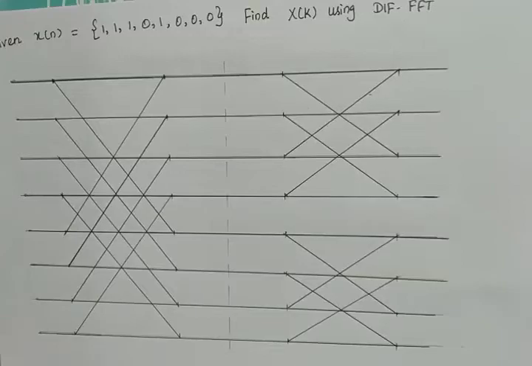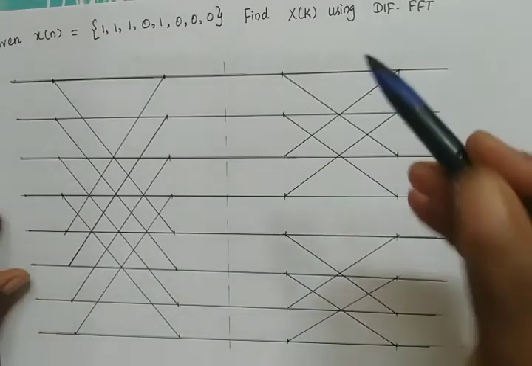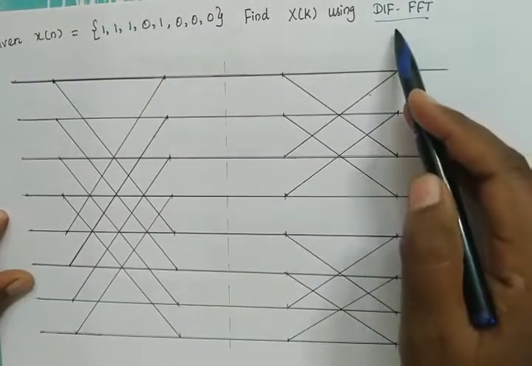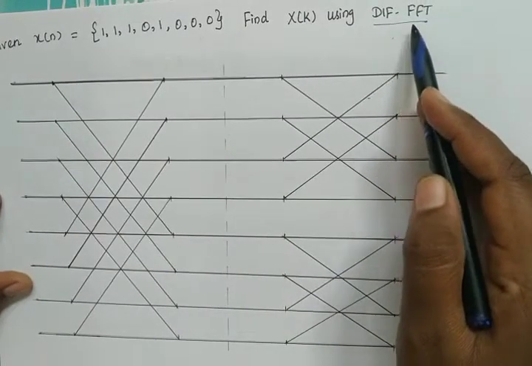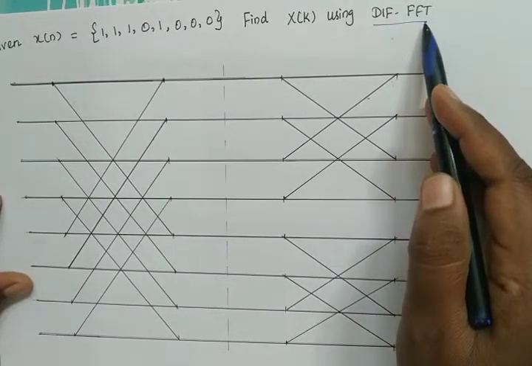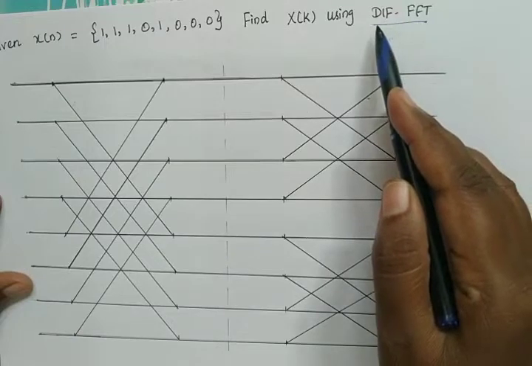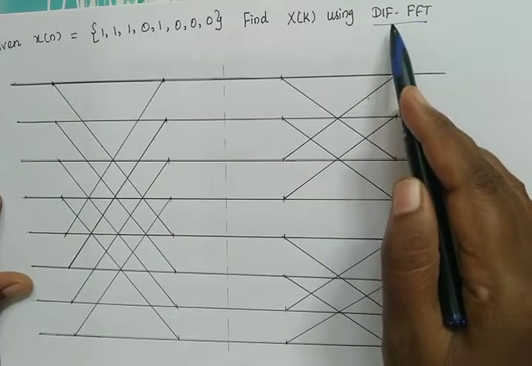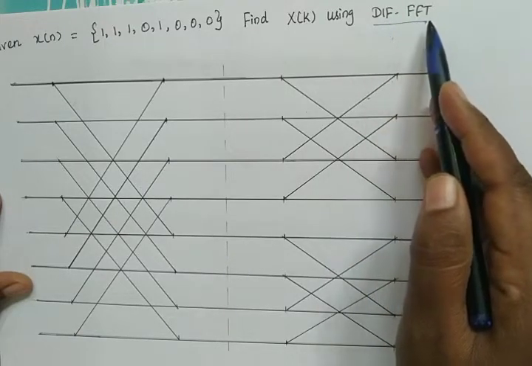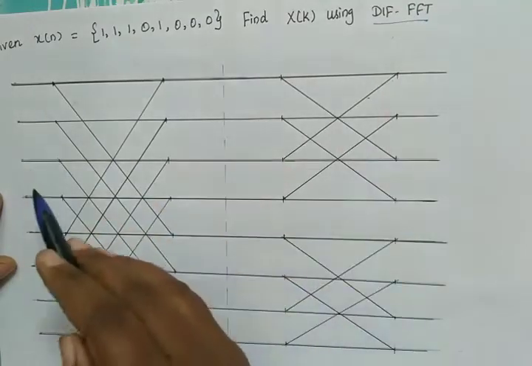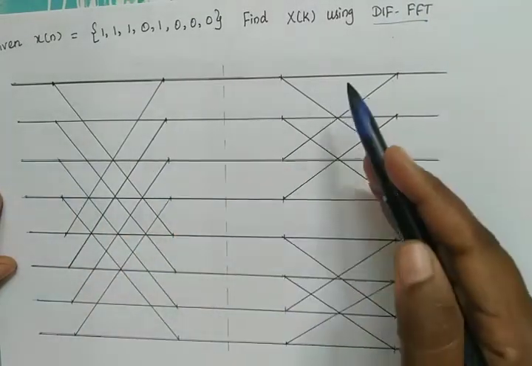Good morning. Today we'll see about DIF FFT, that is decimation in frequency fast Fourier transform. Previously we have seen DIT, that is decimation in time fast Fourier transform. Now what is the difference between this DIT and DIF?